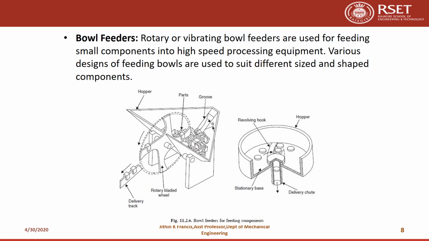The last type of feeders are bowl feeders. Rotary or vibrating bowl feeders are used for feeding small components into high speed processing equipment. Various designs of feeding bowls are used to suit different sized and shaped components.